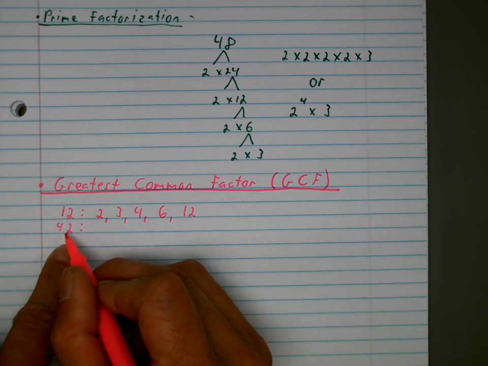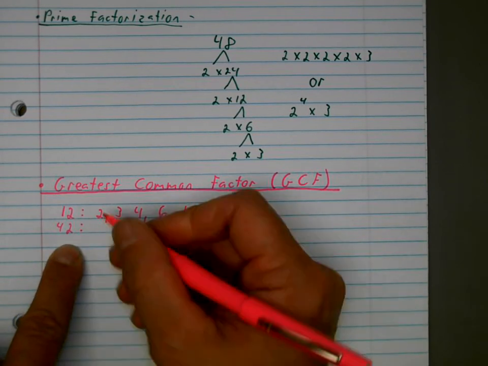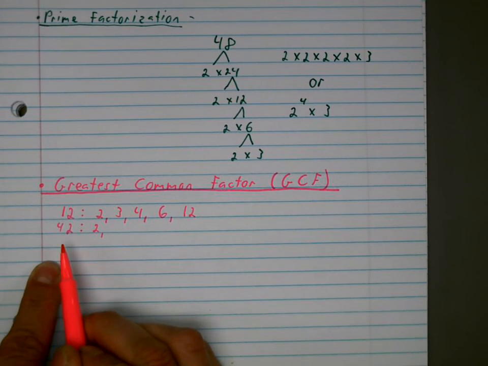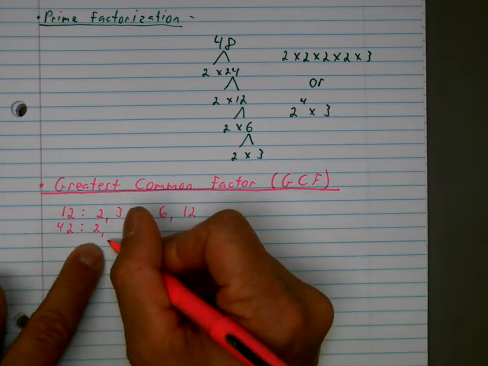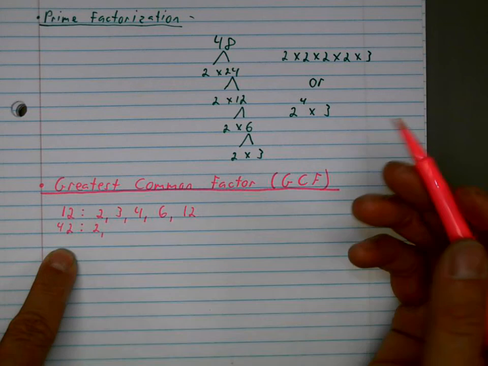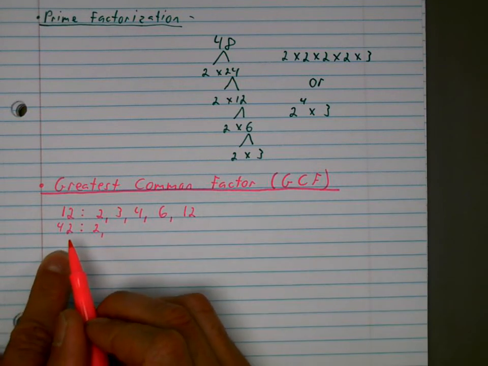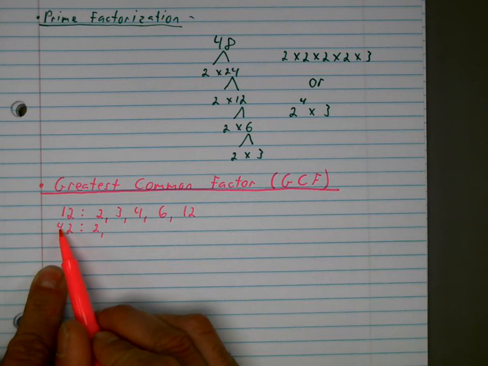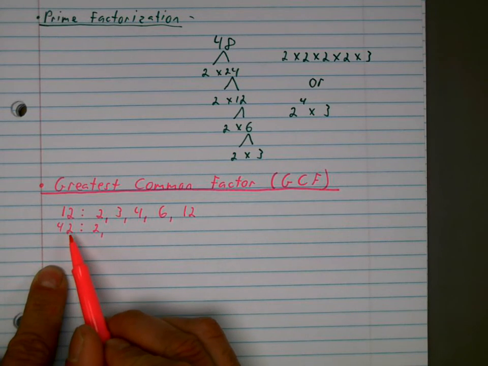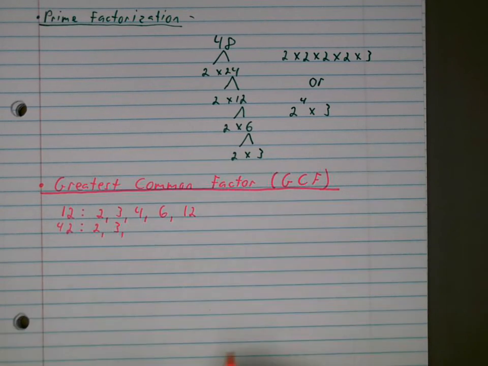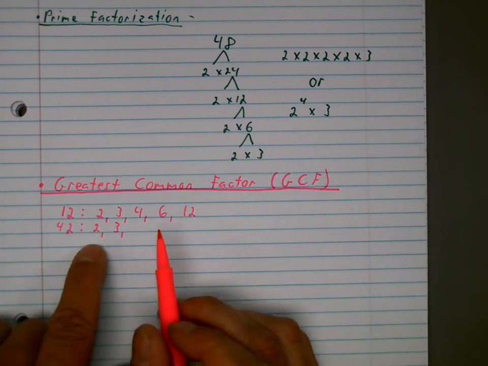All right, next we go to 42. Does 2 times something equal 42? Yes, it does. Part of the reason we know that is because this is an even number, and 2 goes into all even numbers. Now, does 3 times something go into 42? If you're not 100% sure, you can use the 3's trick: add these two numbers together, 4 plus 2 is 6. Does 3 go into 6? Yep, so that means 3 would be a factor.